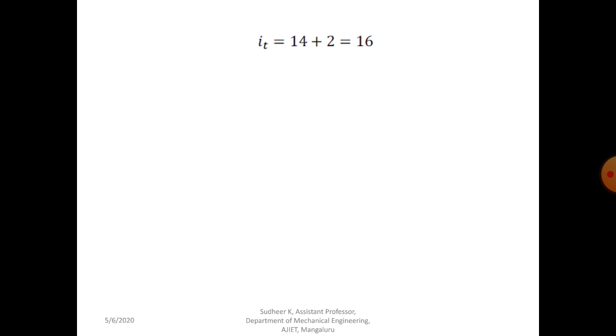It is denoted by IT. So IT is 14 plus 2, because 2 is for ground and square end. Therefore 14 plus 2 is 16. The 16 indicates the total number of coils including inactive coils or end coils.